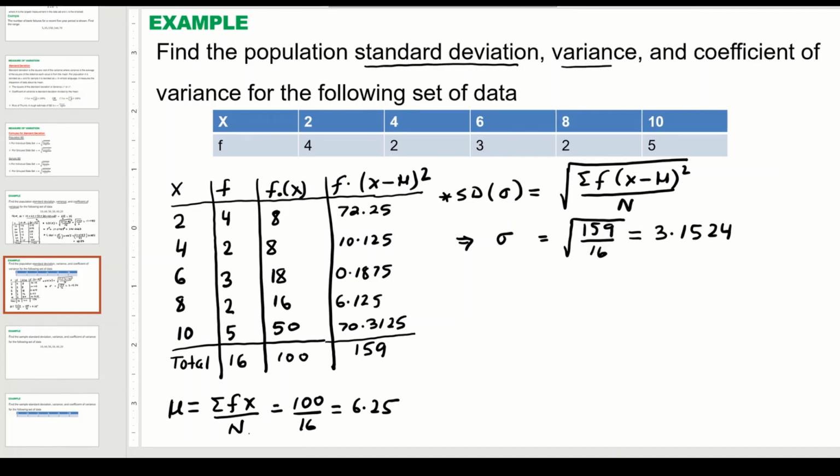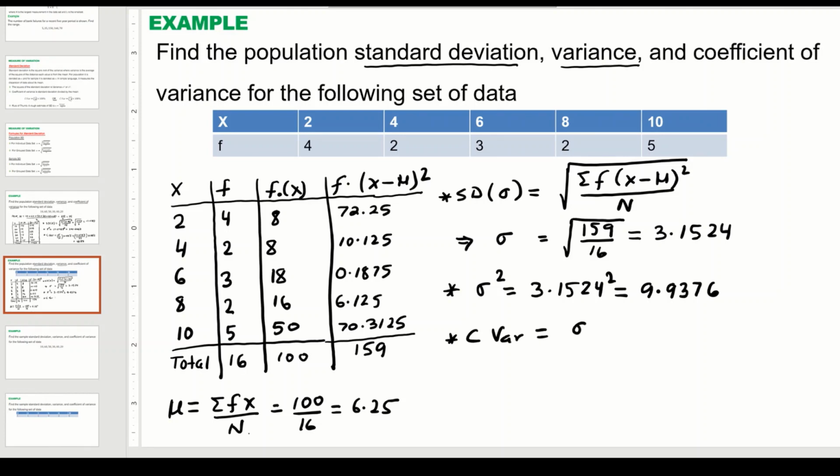Next, we need to calculate the variance, which is the square of the standard deviation, or the square of 3.1524. If we square this, you must get 9.9376. That's your variance.